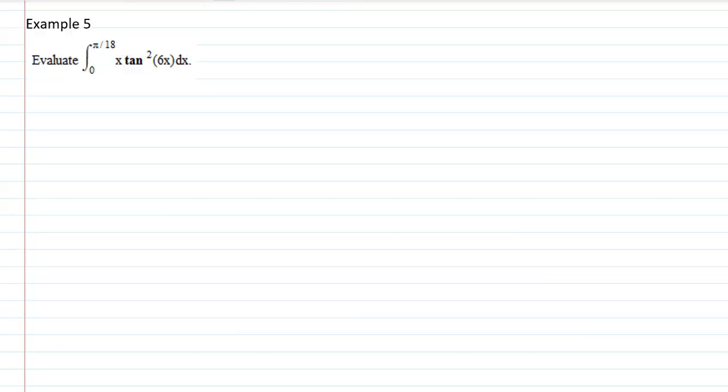Example 5. We're asked to evaluate the integral from 0 to pi over 18 of x tangent squared 6x dx. Just to remind you, the integral of u dv is equal to uv minus the integral of v du. What do we want to let u be equal to for this problem? We want to let u be equal to x. So du is dx. That means that v has got to be tangent squared 6x dx.